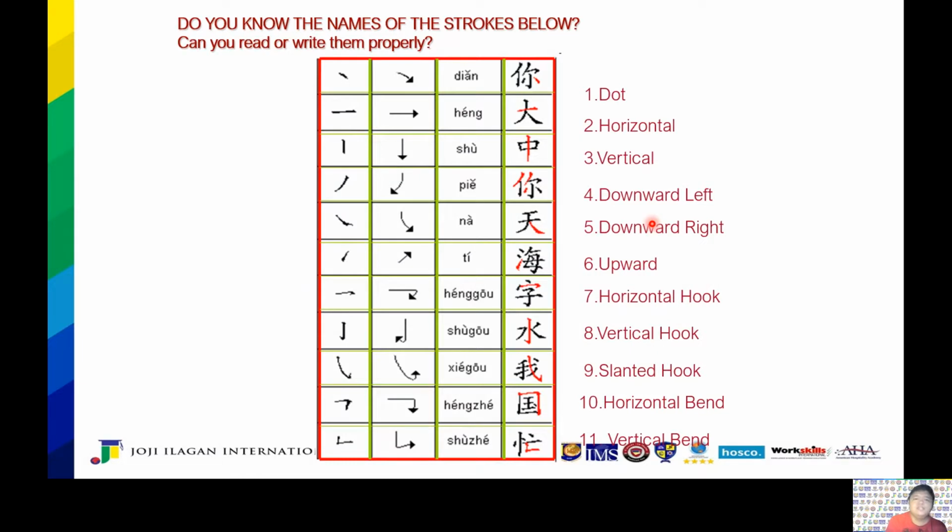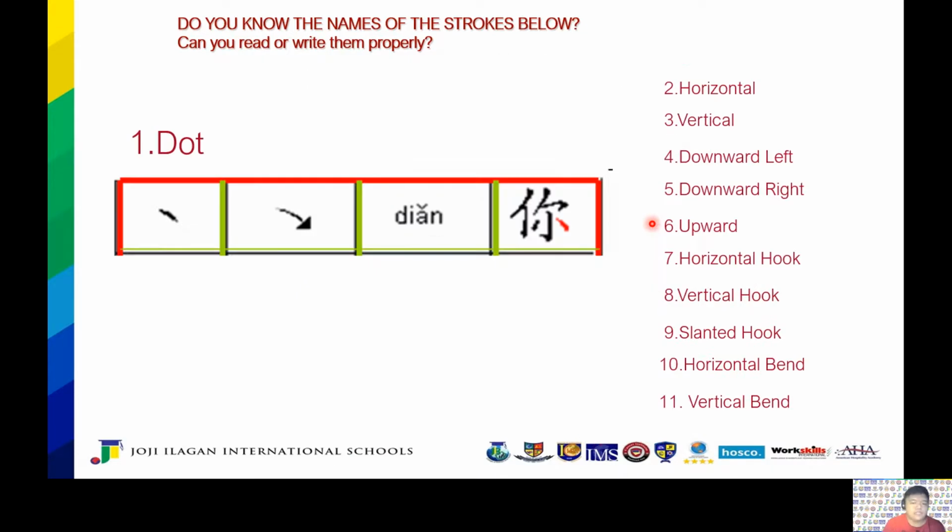So these are 11 basic strokes I'll be showing to you. Each of these strokes is representative of the different strokes you see on Chinese characters. So with that, I'll be teaching you each of these basic strokes, and then we'll somehow run through how to learn writing these different strokes. Let's start first with the dot.